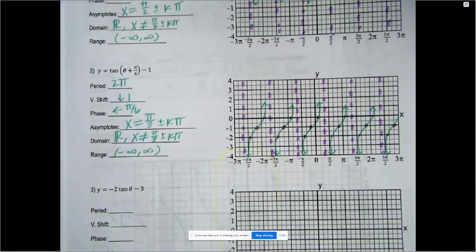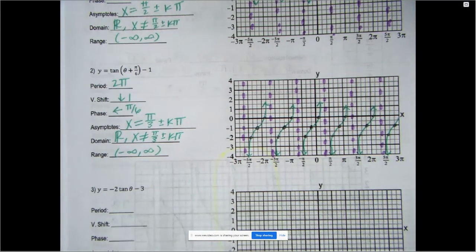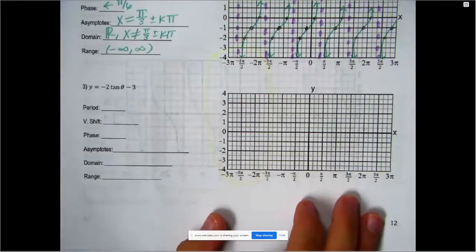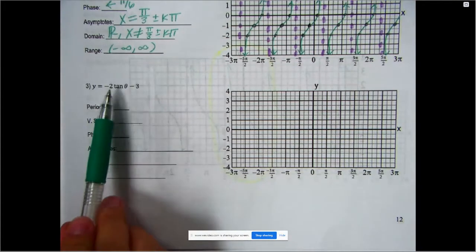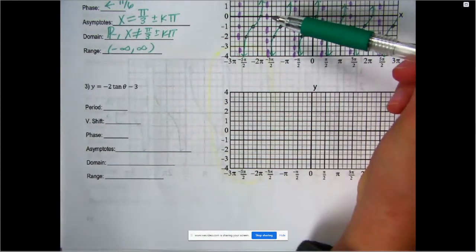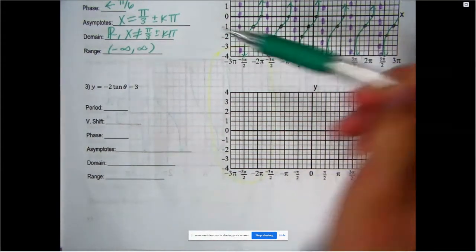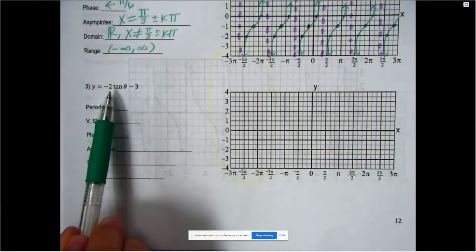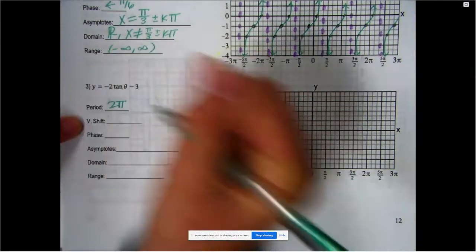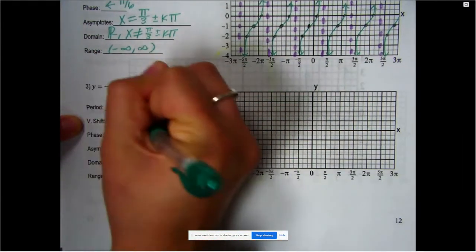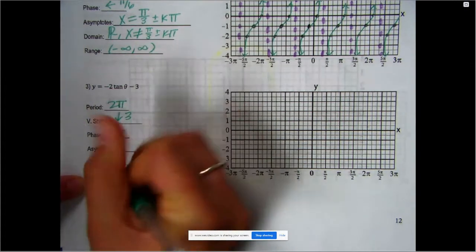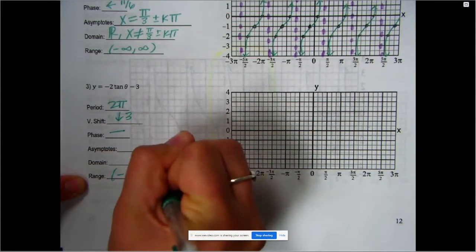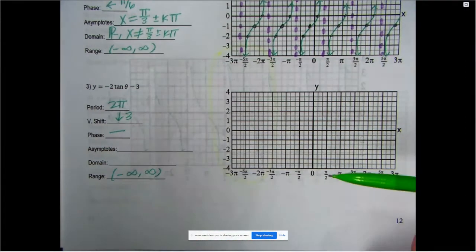Cool, cool, cool. Okay, last one we'll do together. So a couple things happening here. We have an amplitude change. So these points are going to be up 2 and down 2. Our whole graph is going to go down 3, but we also have a reflection. So let's start with period, still 2 pi. Vertical shift, down 3. There is no phase shift. My range is still going to be the infinities.